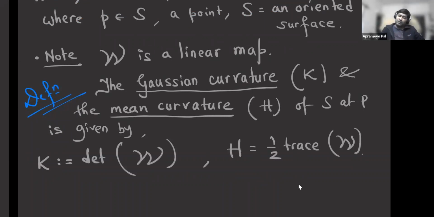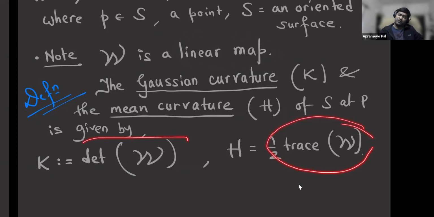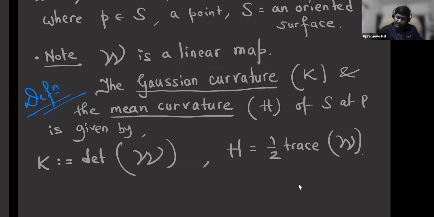So this we can do, right? Since this is a linear map, we can define a determinant. How do we do this? You find some basis, and around that basis you have a matrix associated to this linear map. And then for the matrix, you can compute the trace and the determinant. And this is, of course, independent of basis. All these things you know from linear algebra.